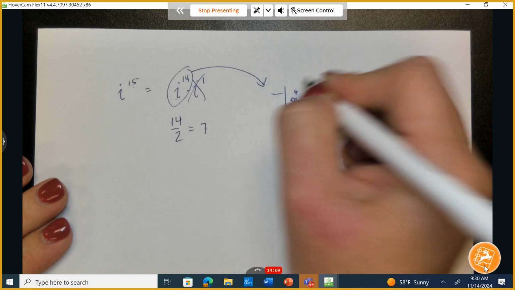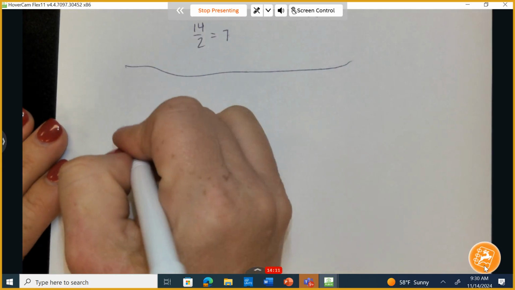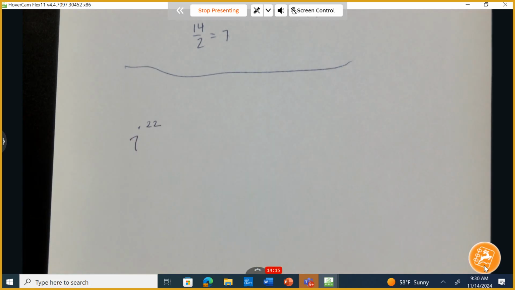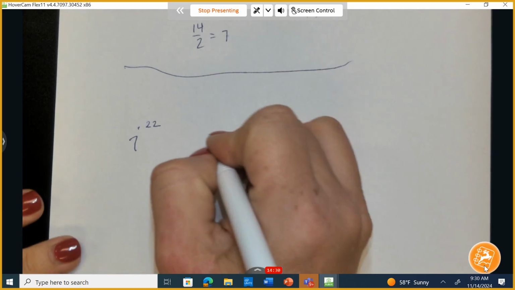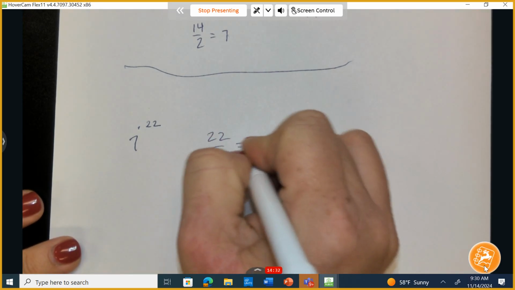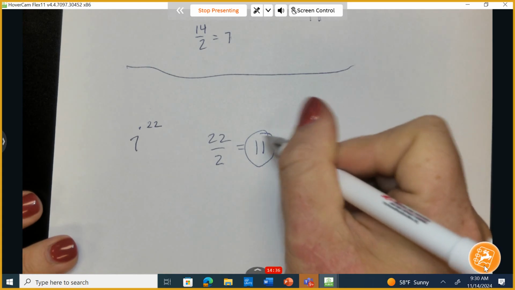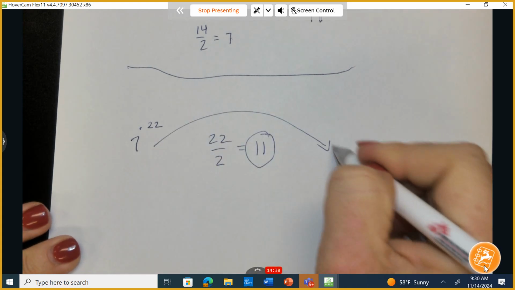Last one, and you're on your way for today. Last one. Here we go. i to the 22nd. It is already even. It makes our life easy. We're going to divide 22 by 2 to get 11. Since 11 is odd, it produces what? A negative. This is equivalent to negative 1.